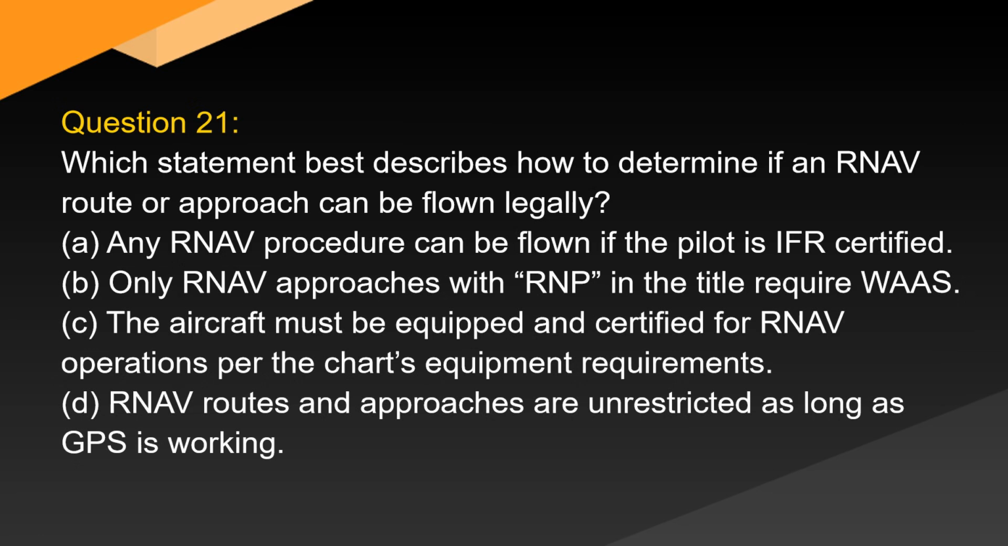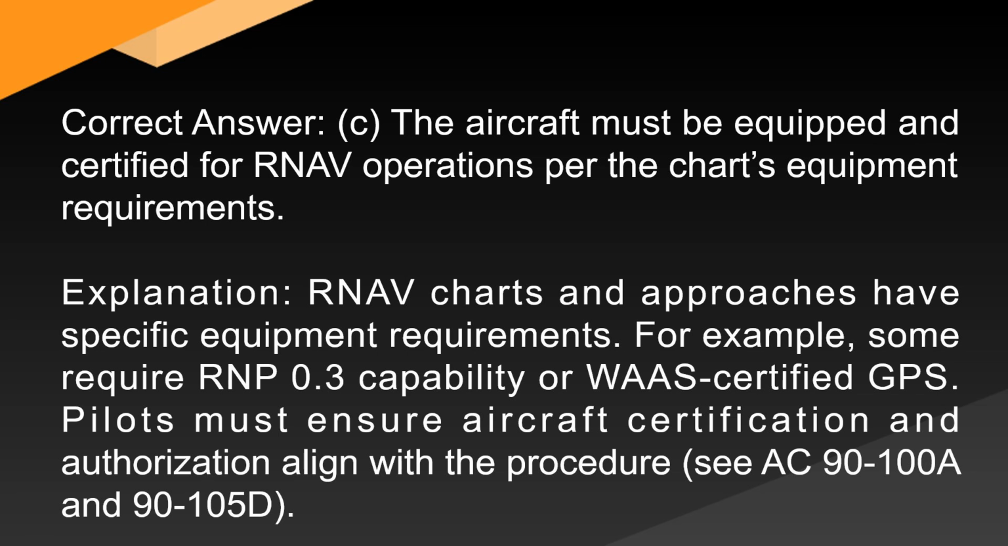Which statement best describes how to determine if an RNAV route or approach can be flown legally? A. Any RNAV procedure can be flown if the pilot is IFR certified. B. Only RNAV approaches with RNP in the title require WAAS. C. The aircraft must be equipped and certified for RNAV operations per the chart's equipment requirements. D. RNAV routes and approaches are unrestricted as long as GPS is working. Correct answer. C. The aircraft must be equipped and certified for RNAV operations per the chart's equipment requirements.